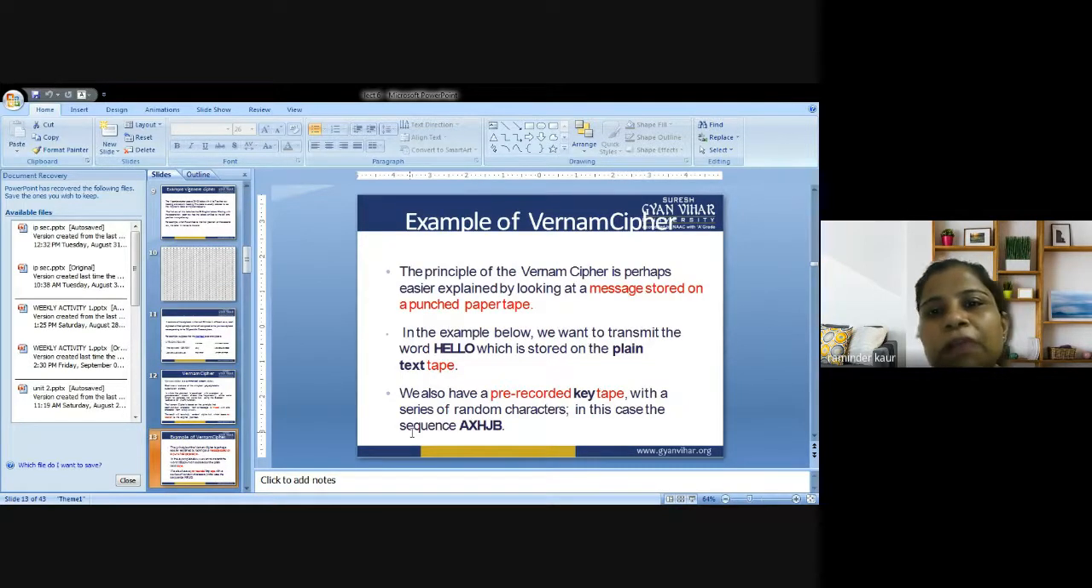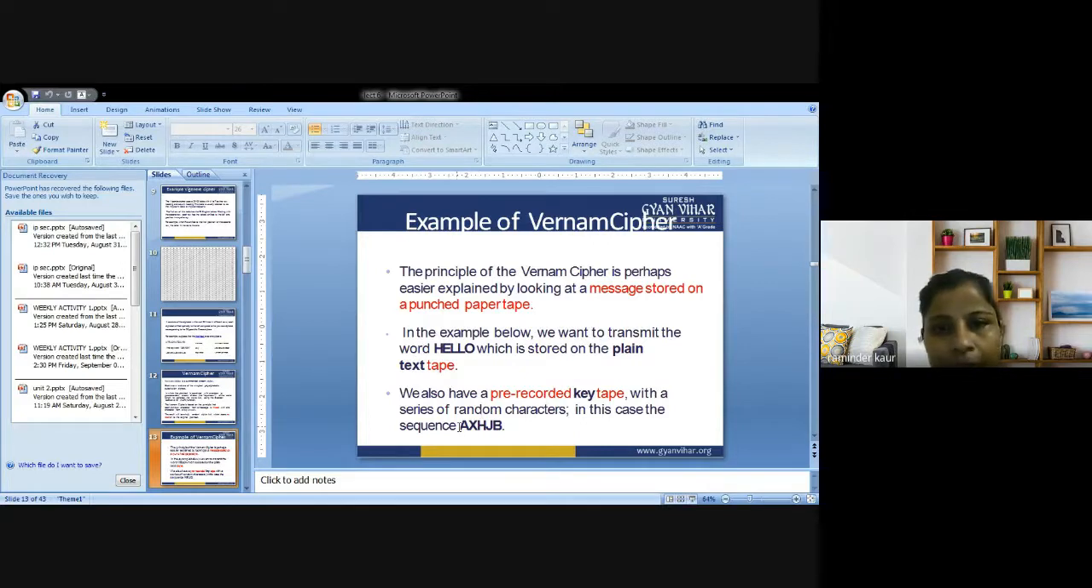So this is the example of the Vernam cipher. The principle of Vernam cipher is perhaps easier explained by looking at a message stored on punched paper tape. In the example below, we want to transmit the word HELLO, which is stored on the plain text tape. We also have a pre-recorded key tape with a series of random characters. We are going to choose the key randomly. There is no fixed rule used for selecting a key; we are taking the key randomly.